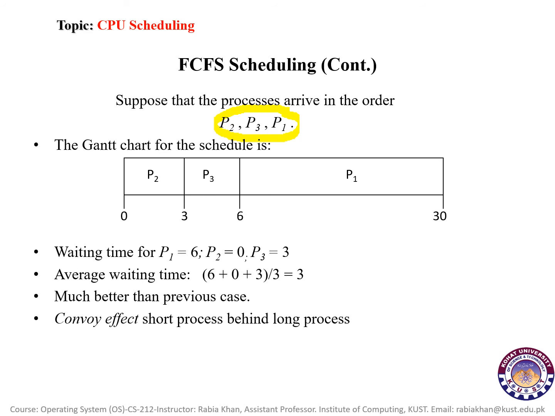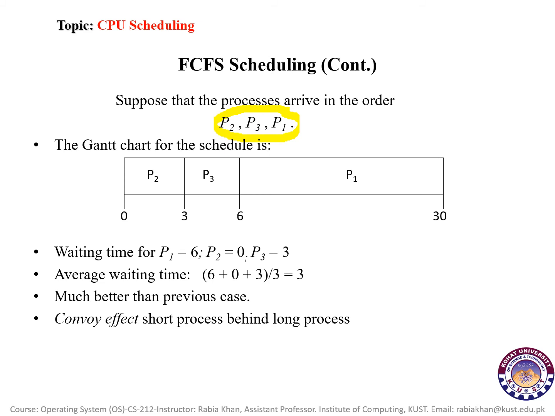P2 is placed first, then P3, and at the tail is placed P1. This shuffling has been done by the CPU scheduler, as I discussed in the previous lecture. Why has the shuffling been made? Because the wait time was too much and we want to reduce this wait time. So the CPU scheduler, or the short-term scheduler, shuffles the ready queue.